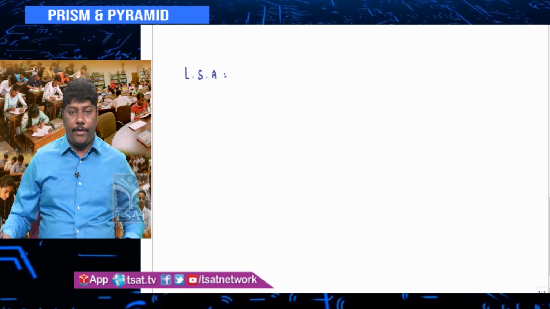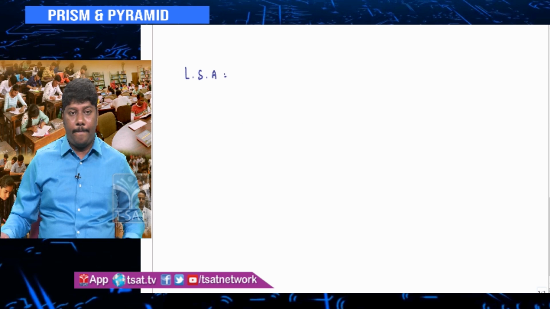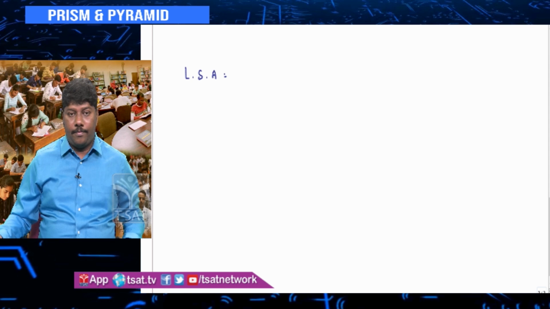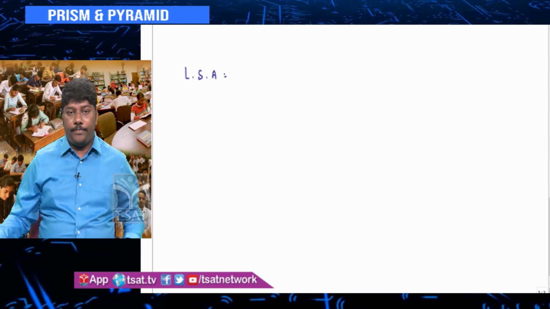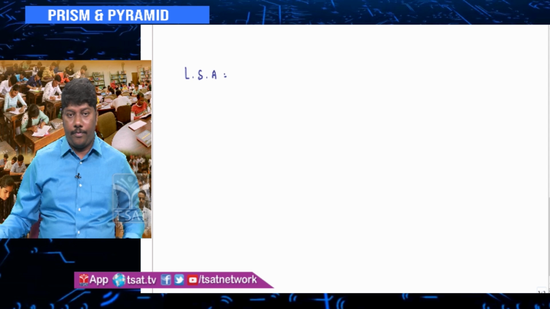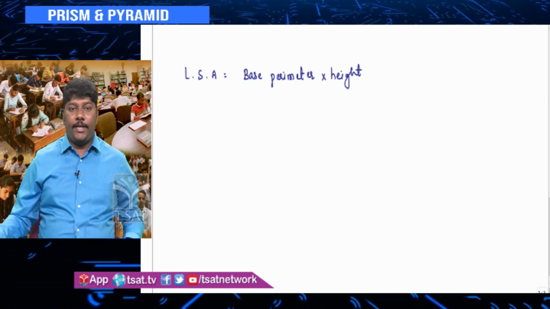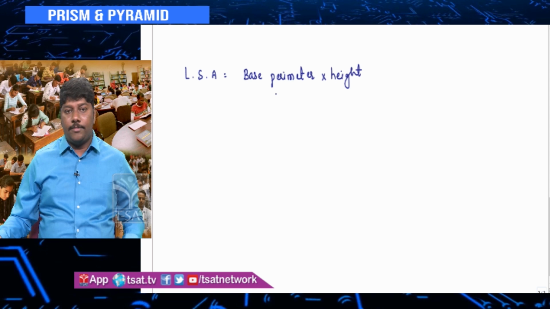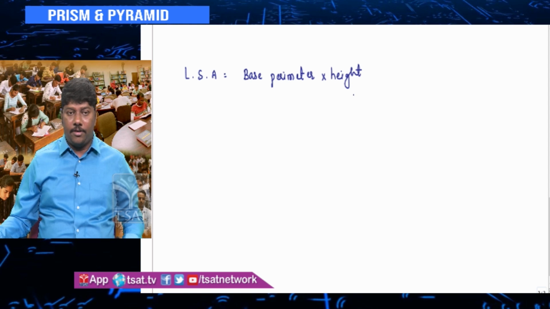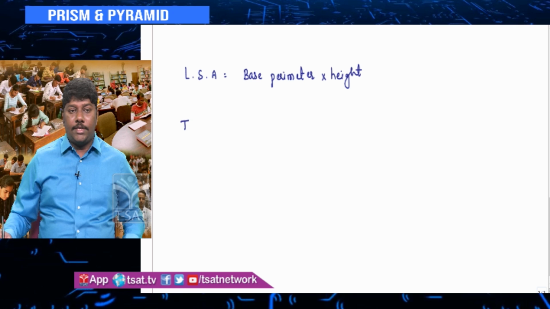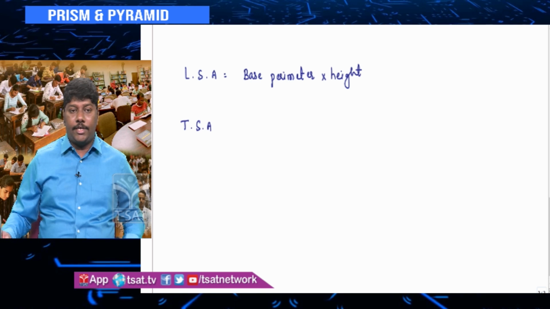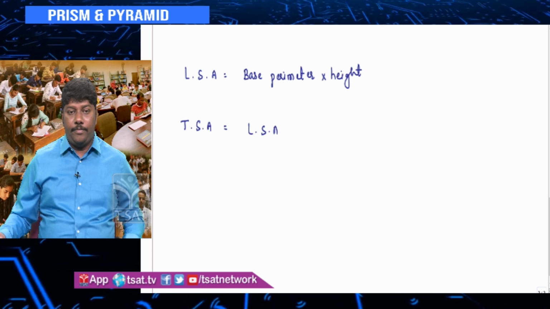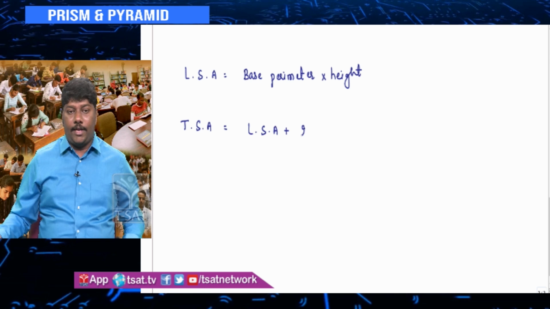The lateral surface area of the prism is base perimeter into height. You will get a rectangle area. For this rectangle, length into breadth is the area; length becomes the base perimeter, and breadth becomes the height. If you want the total surface area, lateral means only sides, total means up and down surfaces also, you add it. So lateral surface area plus two base areas.